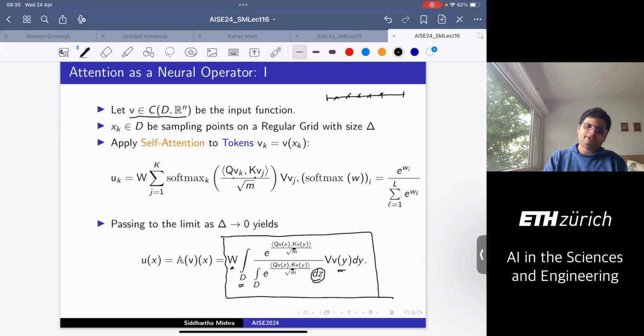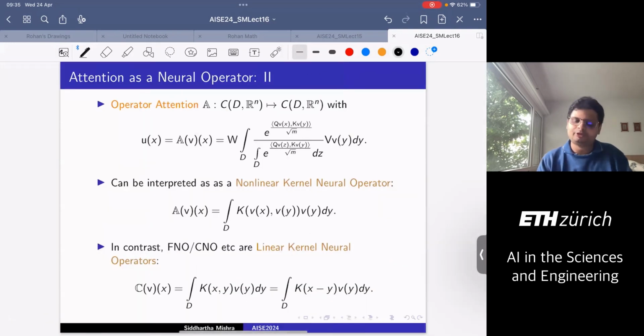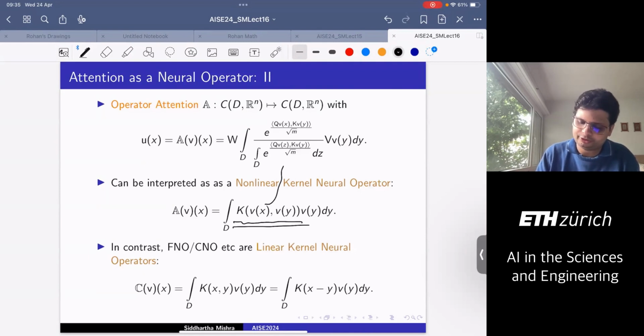Okay. In other words, in terms of operators, this is operator attention. So you can think of it as a kernel. Okay, so this is an integral. You can think of it as a kernel, but now the kernel is going to be nonlinear. Okay, so this is a kernel K, which takes values at X and Y, as you can see, but the kernel itself is nonlinear. So this is capital K.